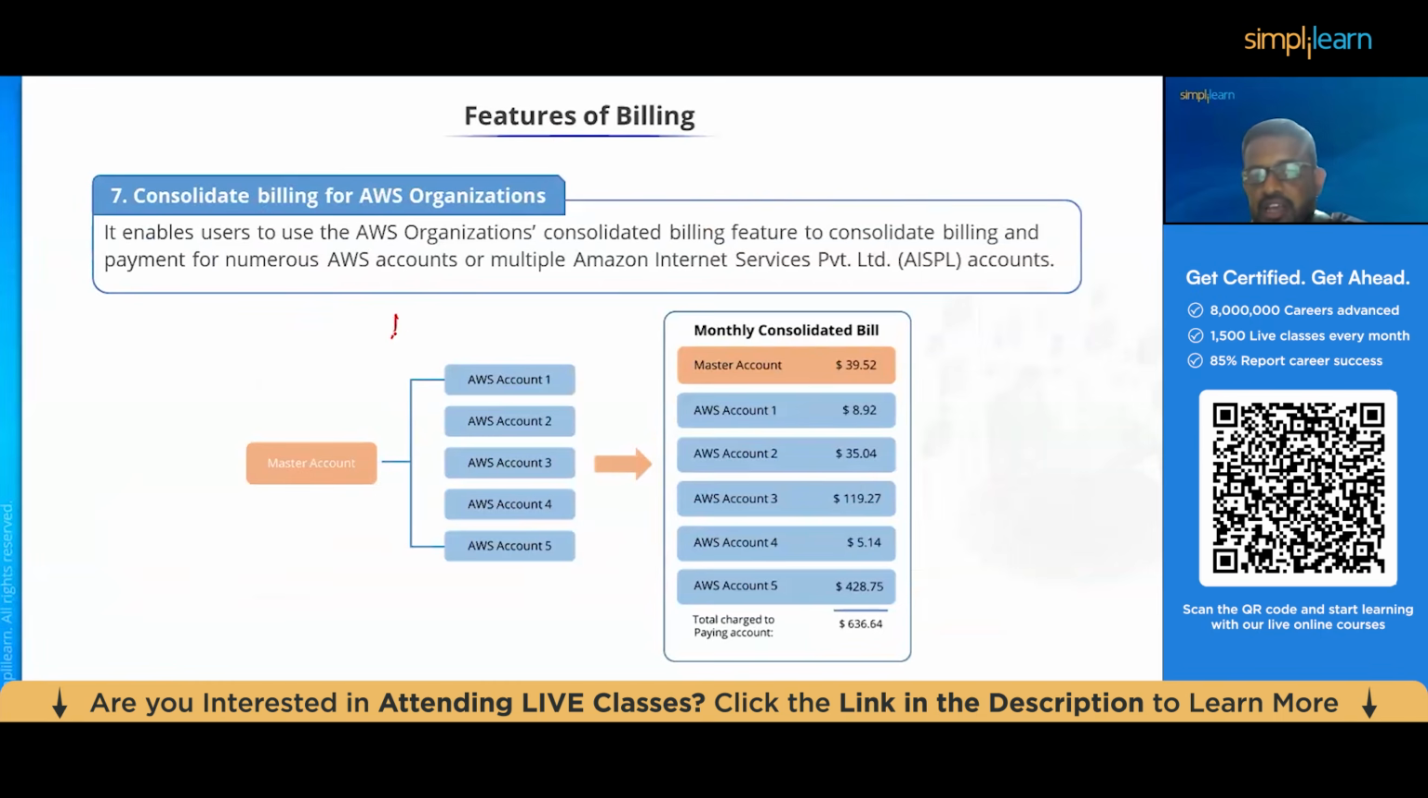Let us consider I have one ABC organization. First Suyash, then Aishwarya, then Kapil, Vidya, and Vishal. These are all employees of a single organization. Every employee has their own bill: $39 for Vishal, then 8.9 for the second employee, 35, 119. After consolidating, you will get the total billing here.